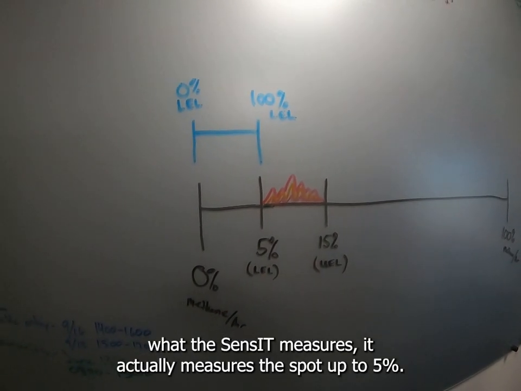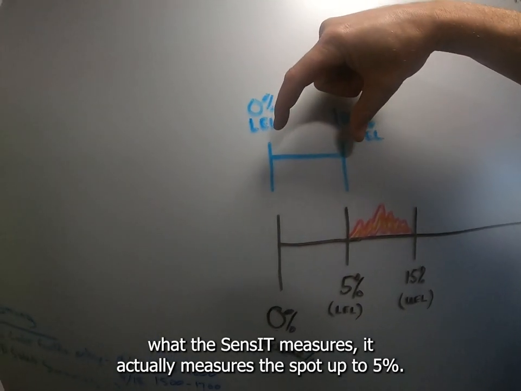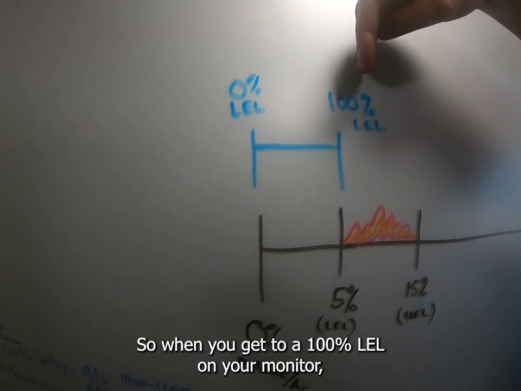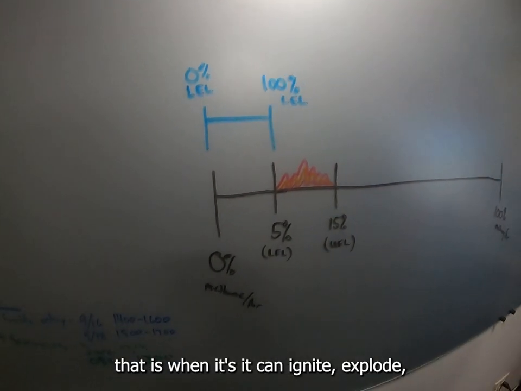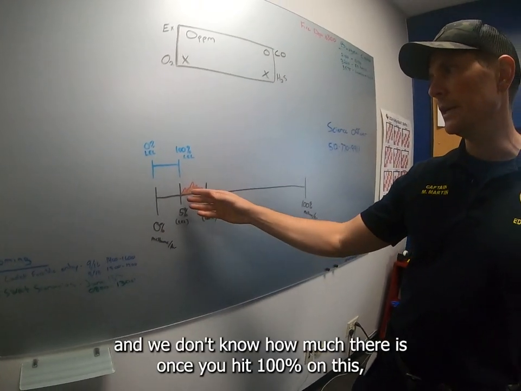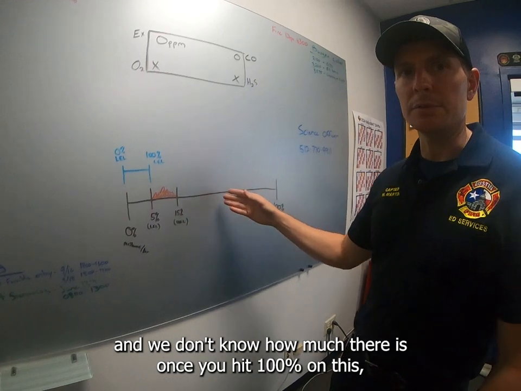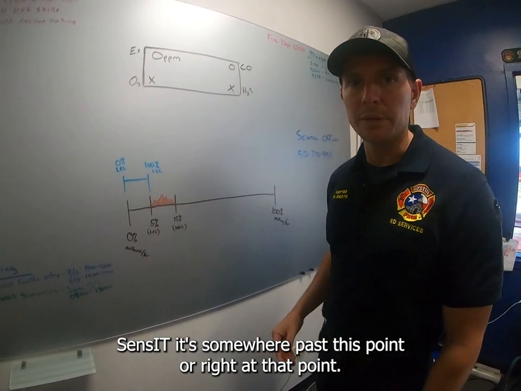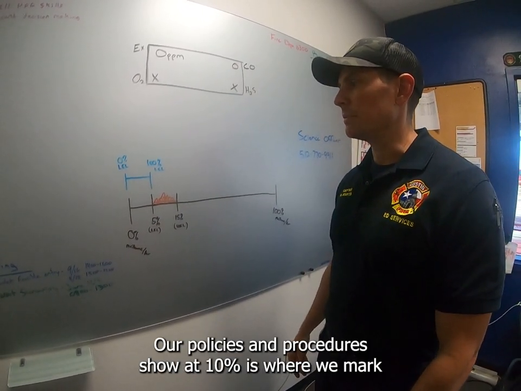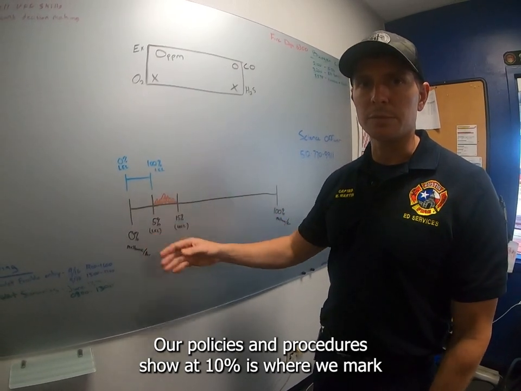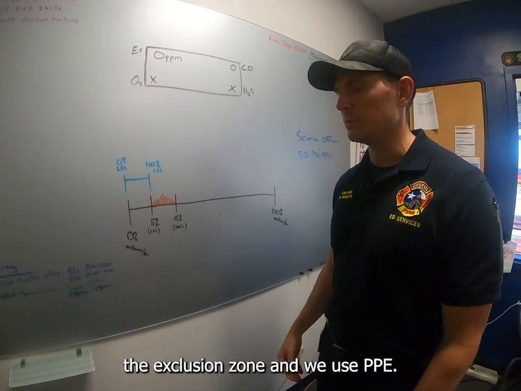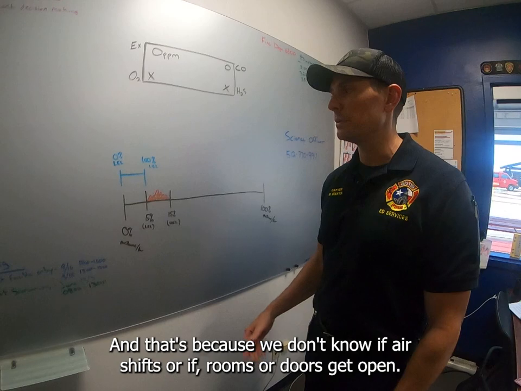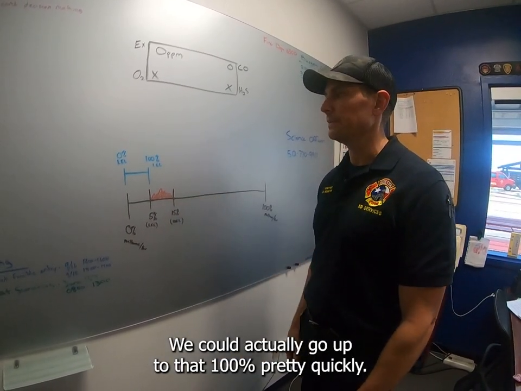When we look at what the SensIT measures, it actually measures the spot up to 5%. So when you get to 100% LEL on your monitor, that is when it can ignite, explode, and we don't know how much there is once you hit 100% on the SensIT. It's somewhere past this point or right at that point, but we have to treat it all the same. Our policies and procedures show at 10% is where we mark the exclusion zone, and we use PPE. And that's because we don't know if air shifts or if rooms or doors get opened, we could actually go up to that 100% pretty quickly.